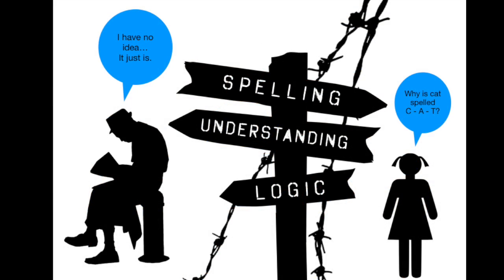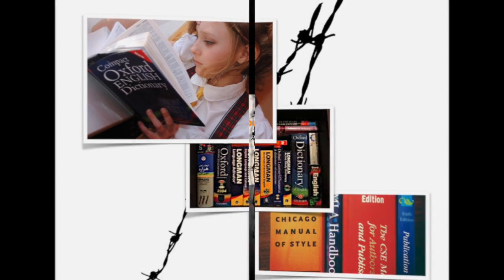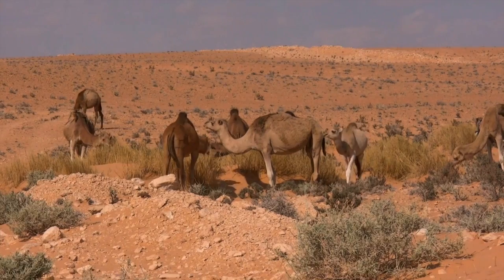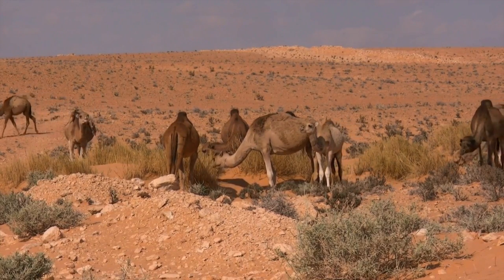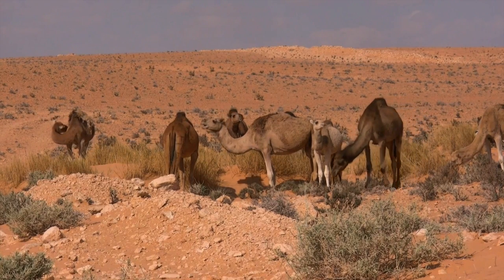In English particularly, and probably in many other modern languages as well, spelling and logic or understanding have very, very little to do with each other. Words are spelled however the latest dictionary or style guide says that they are spelled, and we simply memorize those particular spellings and learn to associate them with the popular pronunciation of the words which they represent. In many cases, not only are the letters irrelevant to the meanings of our words, they don't even directly affect the way they are pronounced. For example, the words listener, letter, circle, and built. Written words have become nothing more than icons for sounds and concepts. We see the shape of the word and associate it, sometimes correctly, sometimes not, with a sound and a meaning.